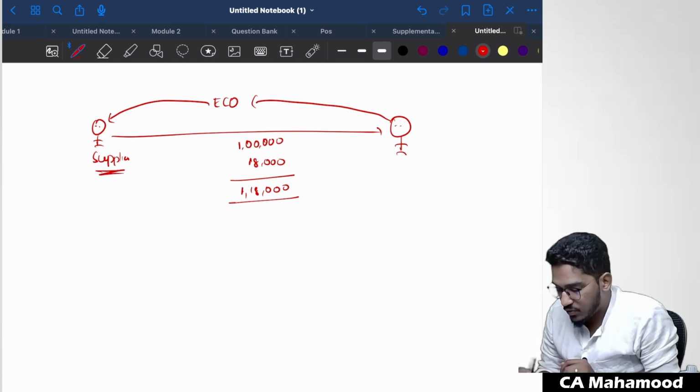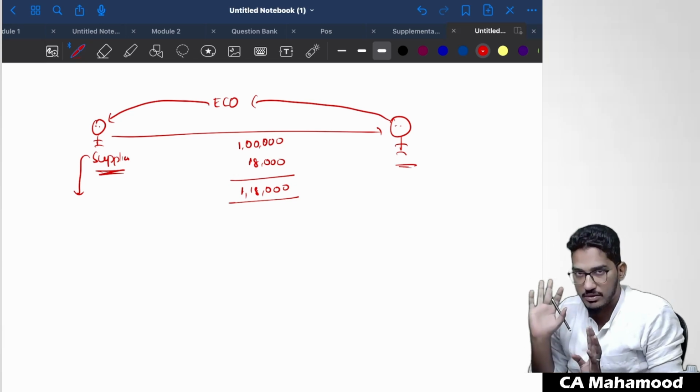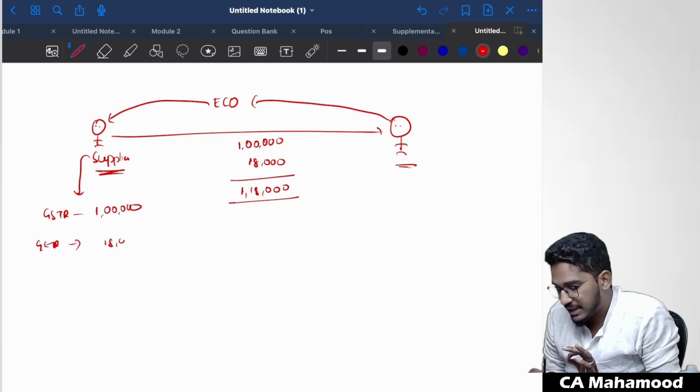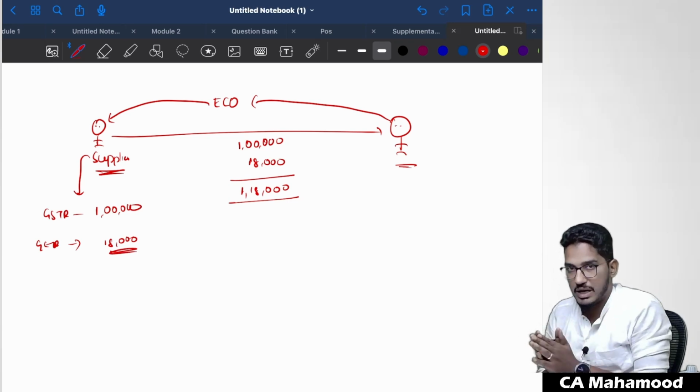Now this supplier, whatever GST he has collected from the recipient, he is responsible for filing the return and paying that GST amount to the government. Yes or no? So he will file GSTR 1. In that he will declare outward supply as 1 lakh rupees. He will file GSTR 3B. In that he will show his output tax liability as 18,000 rupees. And this amount he has to pay either by using his input tax credit or by cash. Generally, this is what should happen.